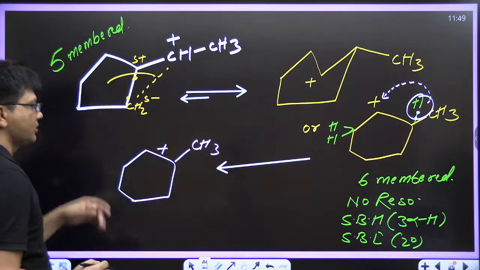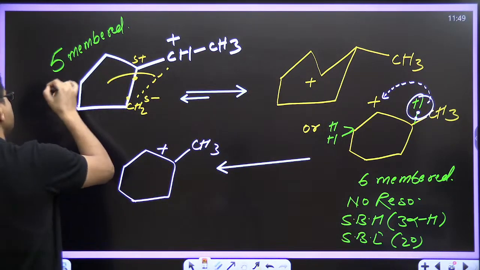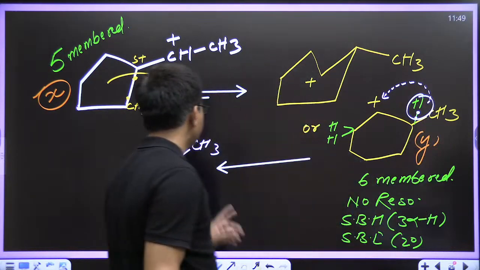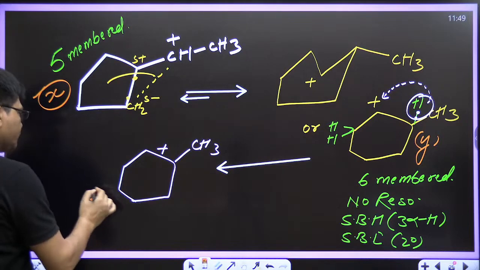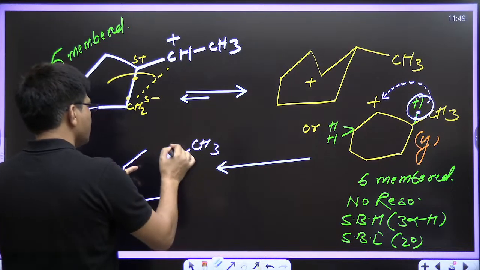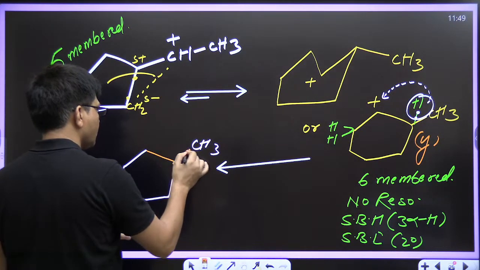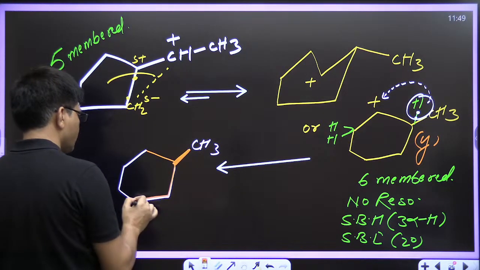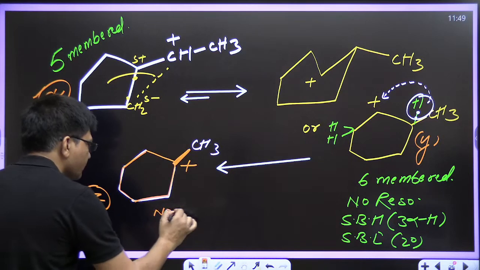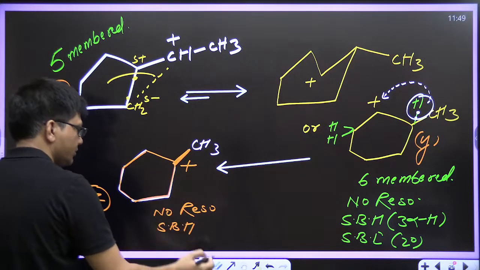So how many carbocations till now have you got? If I say this is your X carbocation, this is your Y carbocation, and this is your Z carbocation. So out of these 3 carbocations, you can see very clearly this carbocation, this plus charge is over here. This plus charge is at this position. Now, no resonance, stabilized by hyperconjugation.